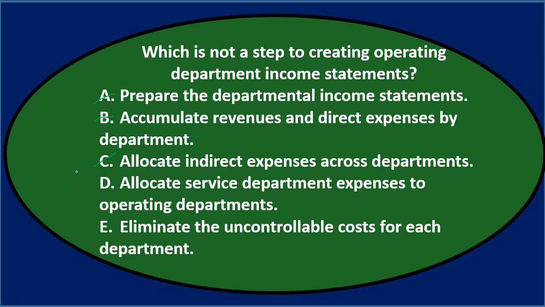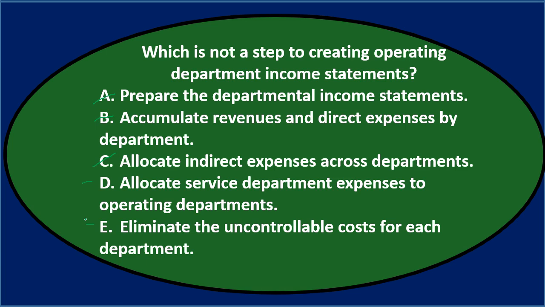D says allocate service department expenses to operating departments. Of all these, this one seems like the most abstract possibly, so we'll keep that for now. And E says eliminate the uncontrollable costs for each department. That sounds reasonable if we were talking about responsibility accounting. So let's go through this again. Which is not a step in creating operating department income statements? D, allocating service department expenses to operating departments, or E, eliminate the uncontrollable costs for each department.